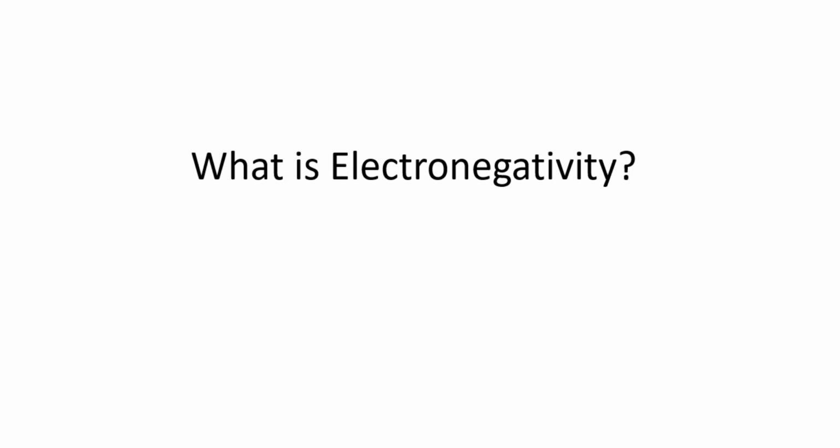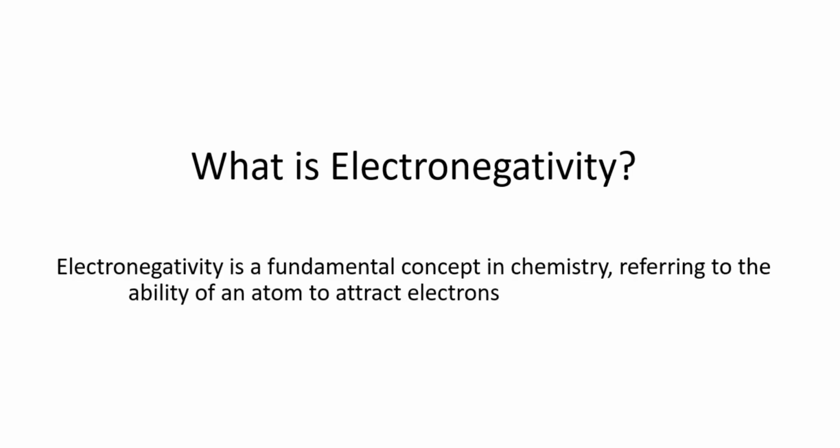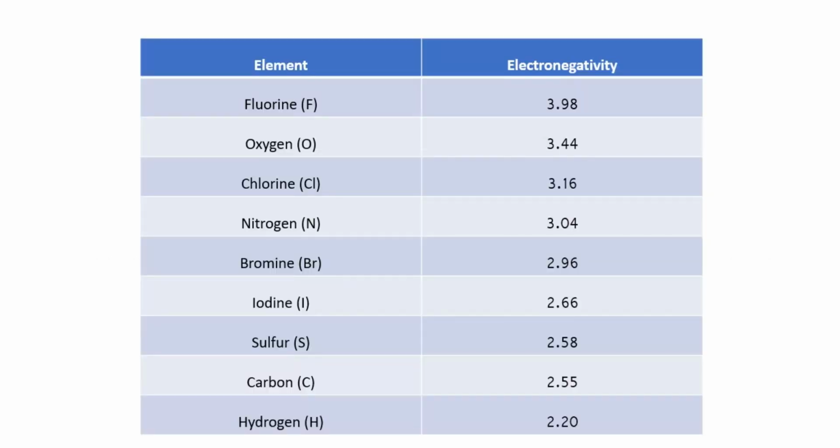Electronegativity is a fundamental concept in chemistry, referring to the ability of an atom to attract electrons in a chemical bond. The order of electronegativity from highest to lowest is as you can see in the table. The highest is fluorine. Then comes oxygen, chlorine, nitrogen. After that, bromine, iodine, sulfur, and carbon. And finally, hydrogen. So, this order is very helpful for explaining the effects of electronegativity in covalent bonds.